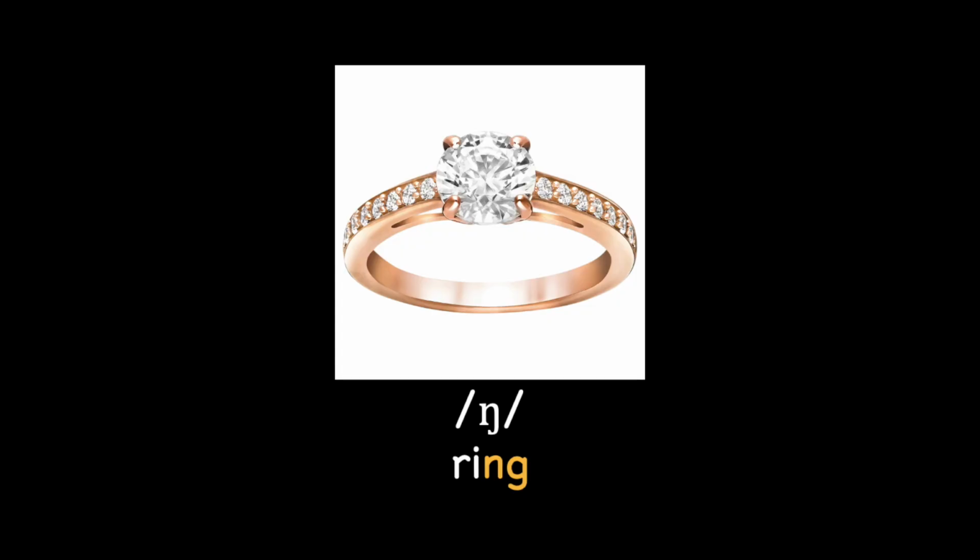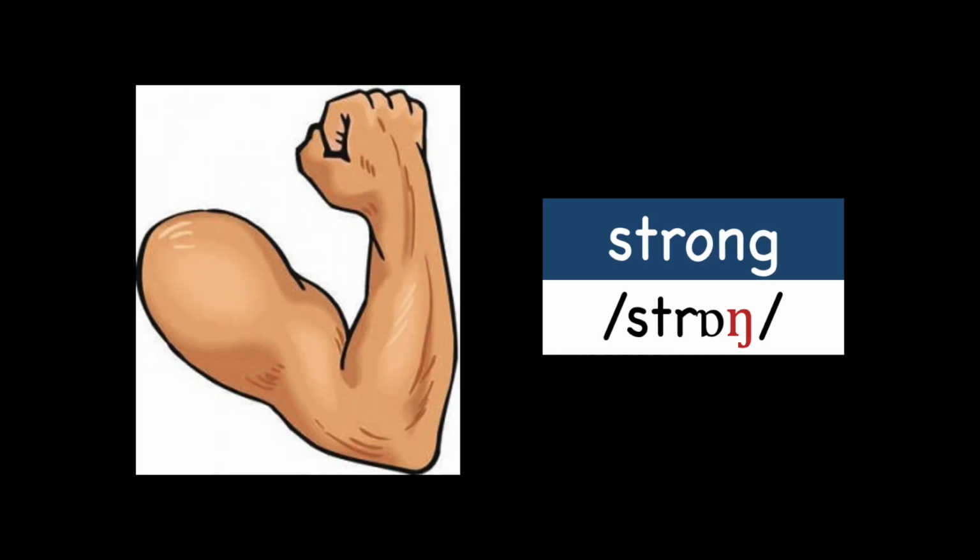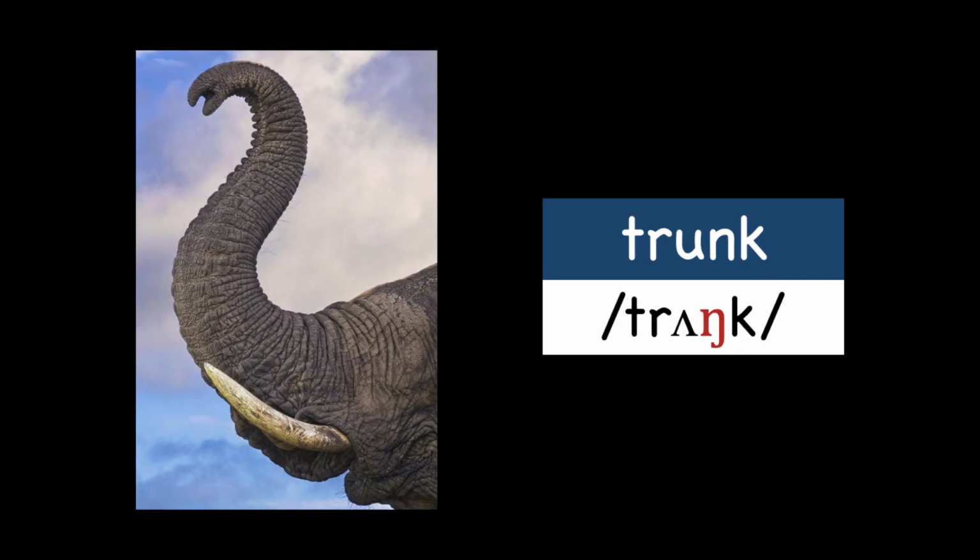Now, we are going to the next easy consonant. It actually looks like the letter it represents. This sound can be found in the word ring. It's the last sound of the word ring. Try to put your hand on your vocal cord here. Tell me, is it a voice or a voiceless consonant? Correct, it's a voice consonant. So some other words with the sound can be strong, trunk.